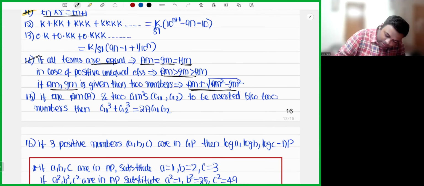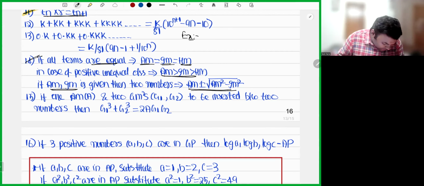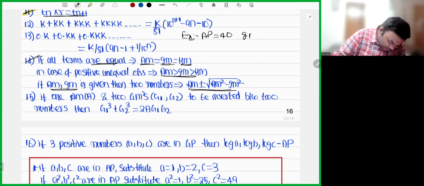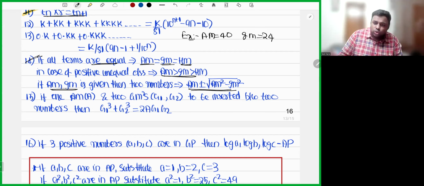Like say for example, I'm telling I'm having two values. I'm having AM as 40. Next, I'm having GM as 24. I'm having arithmetic mean as 40 and geometric mean as 24. He's asking what are those two missing terms. Simple, I'll apply this formula.